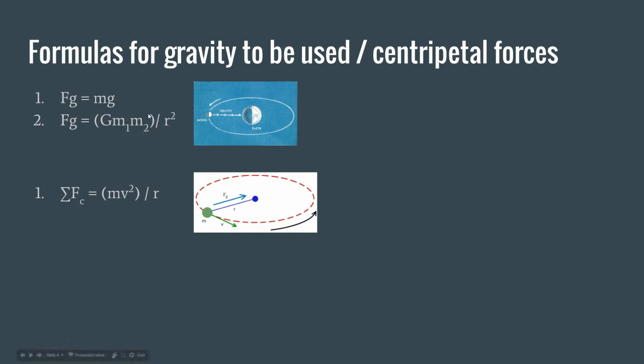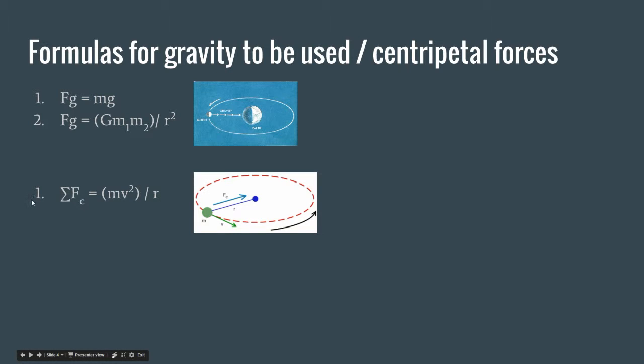And here we have the formulas that we're going to need for this question. Force of gravity is equal to mass times the local gravity, which we use all the time on Earth, using little g as 9.8 meters per second squared. The second equation comes from the equation sheet, which you get on the AP exam, and this is the force of gravity between any two objects, equal to the gravitational constant big G times the mass of the first object times the mass of the second object, over the distance between the two objects, squared.